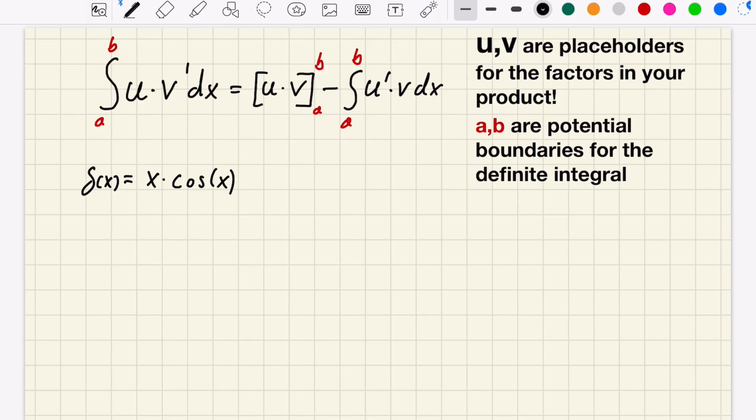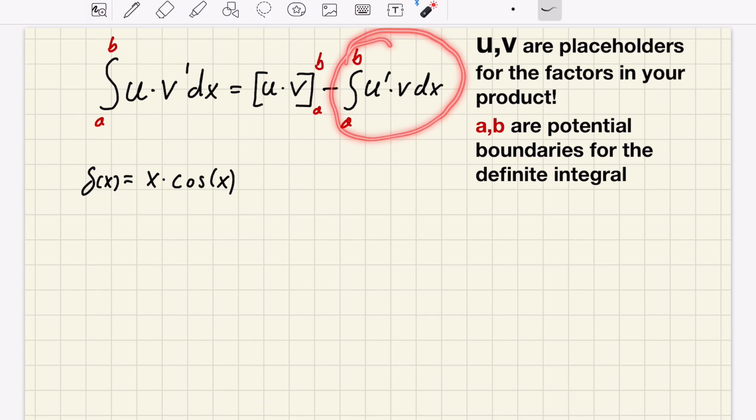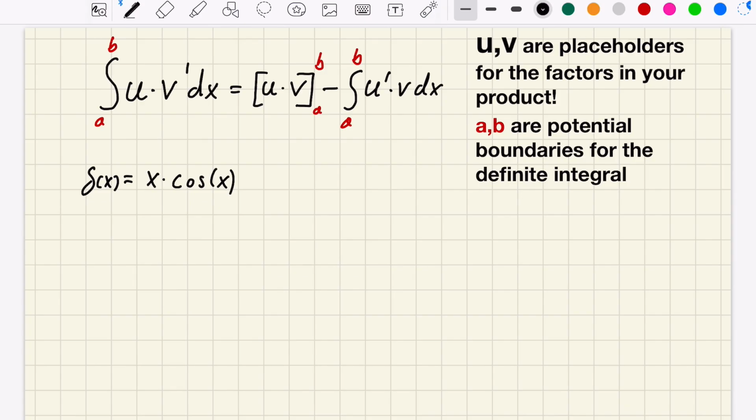I always write it in the following way. I first identify which factor in this integral is differentiated. So you have the differentiation of U. So I assign U to x, because if I differentiate x, I will be left with 1, and this is the exact thing I want. So I write it the following way. I write U is x, U dash is 1.